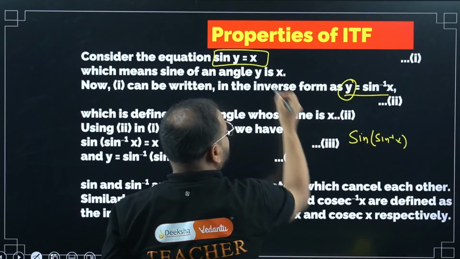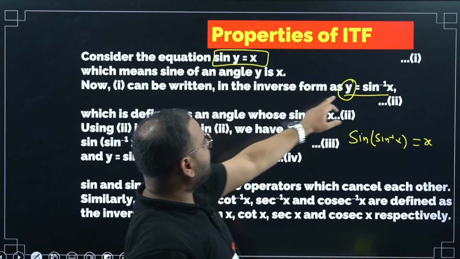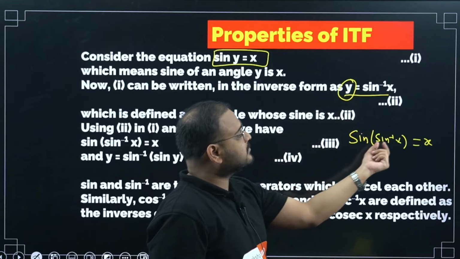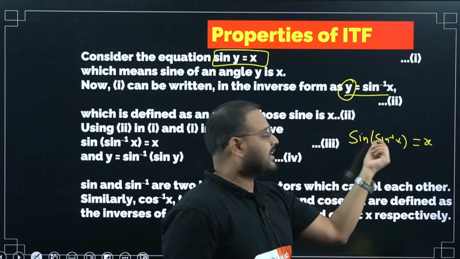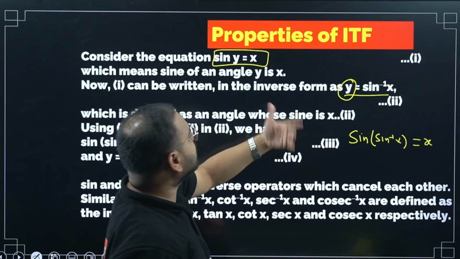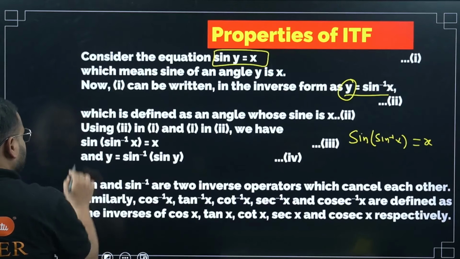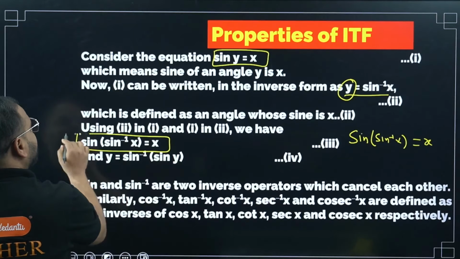And what was the RHS? Equals x. So from here, if we write the value of y, we get sine of sine inverse x equals x. Sine of sine inverse x equals x. What if we do ulta? How can we do ulta, sir? So this is the first part. Sine of sine inverse of x is x.